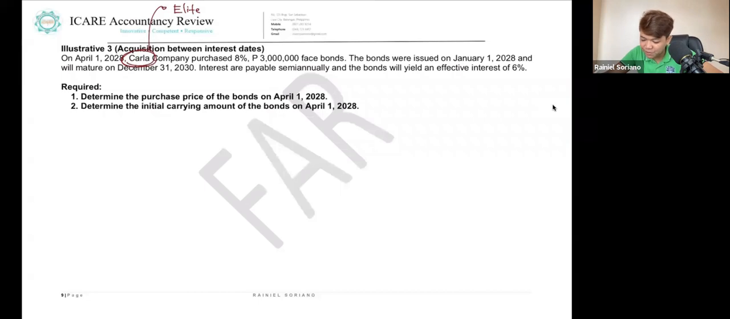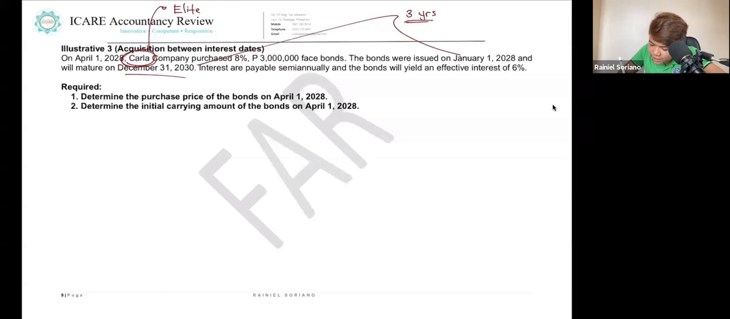Purchase 8%, 3 million face bonds. The bonds were issued on January 1, 2028 and will mature on December 31, 2030. So ang ibig sabihin, ilang taon to? From January 1, 2028 to December 31, 2030, that's a period of 3 years. 3 taon yun, ha?